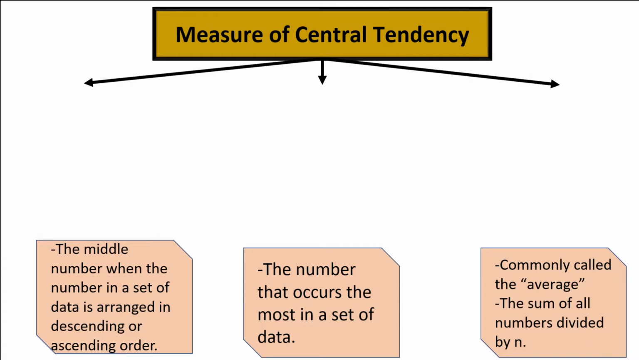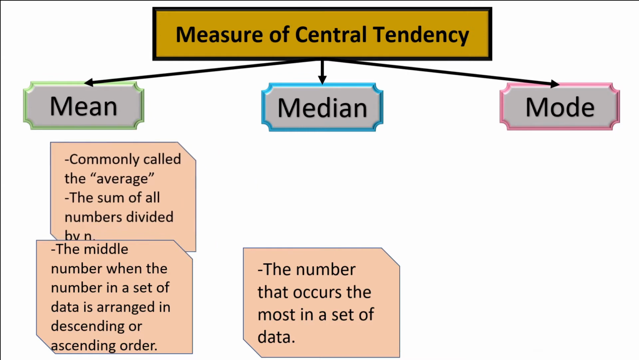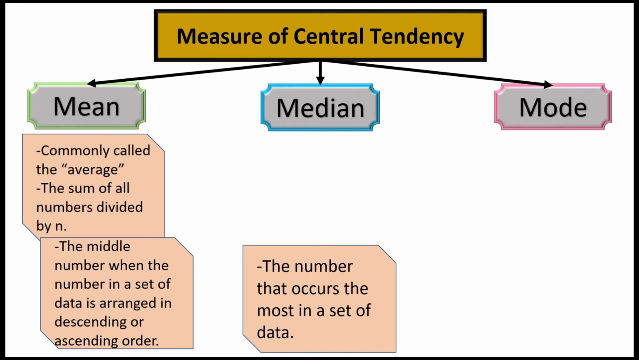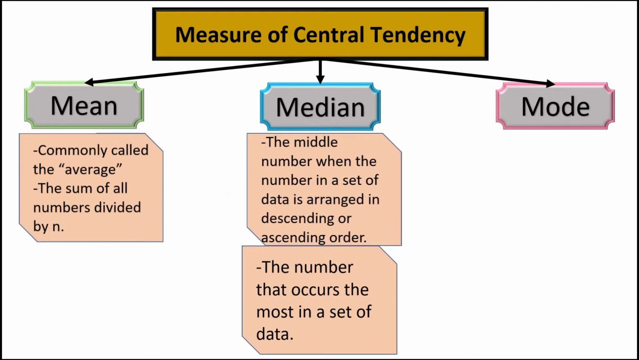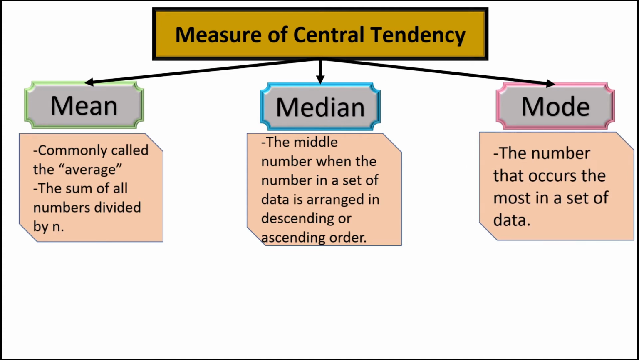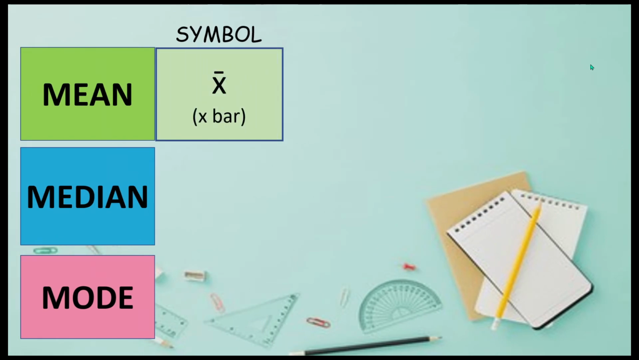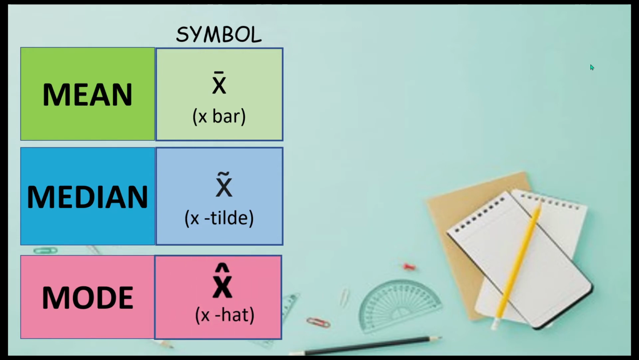Based on the sample, how will you define mean, median, and mode? That's right. Mean is commonly called the average, the sum of all numbers divided by n. How about the median? Okay, the middle number when the numbers in a set of data are arranged in descending or ascending order. And the mode, the number that occurs the most in a set of data. The symbol for mean is read as x bar. For the median, read as x tilde. And for the mode, read as x hat.